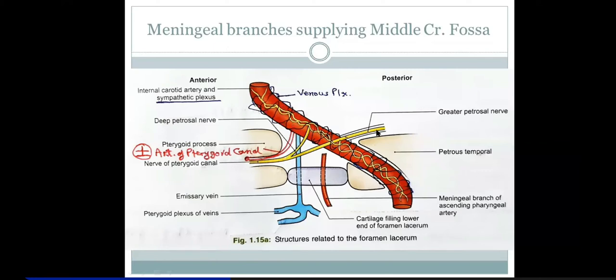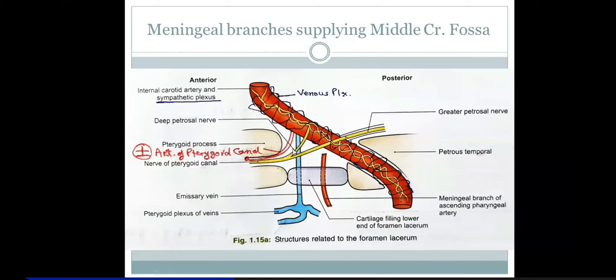And the greater petrosal is carrying two types of fibers. One is the parasympathetic, secretomotor fibers, so it carries fibers for the pterygopalatine ganglion. This is basically for the lacrimal gland and the mucosal glands of the nose, palate, pharynx and all. And these actually reach the pterygopalatine fossa.